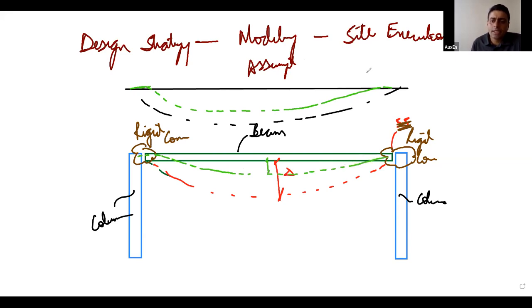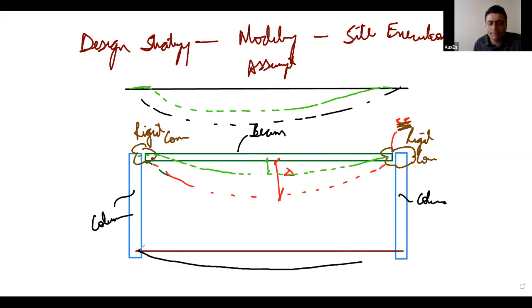My moment diagram, which earlier was a complete sagging moment diagram. Now, what type of diagram will I get? Pardon me for my poor drawing, but I hope you understand. A complete sagging moment diagram now changes to a hogging and sagging diagram. Yes or no? If I decide to change to a rigid connection assembly. I hope I am audible.